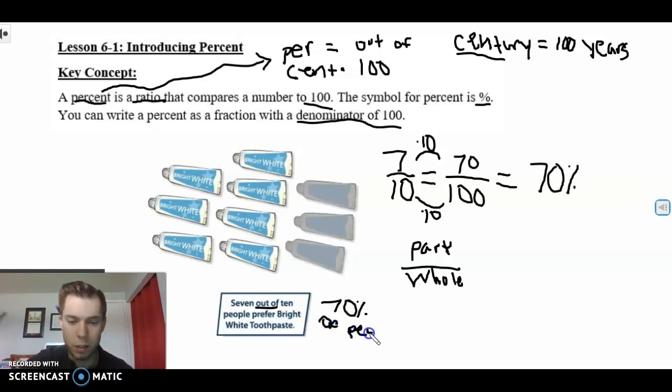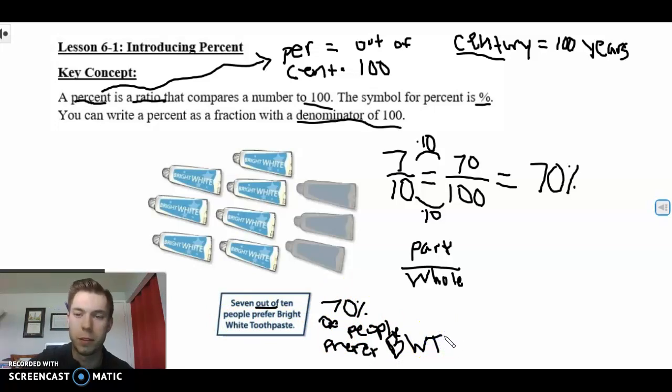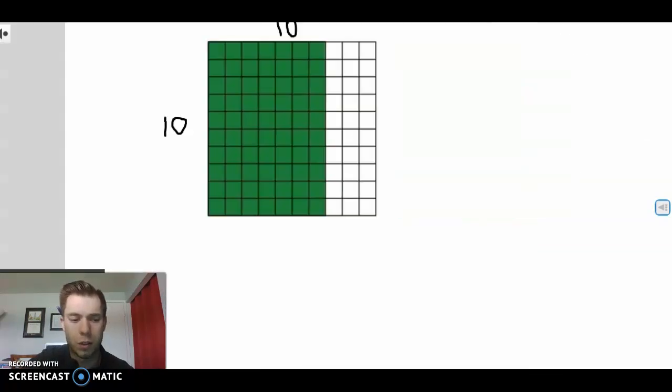I will do my best to write with my mouse, not bad, 70% of people prefer, and I'm going to abbreviate bright white, I'm going to put BW. 70% of people prefer bright white toothpaste, BWT. Okay, let's look at a couple other examples.